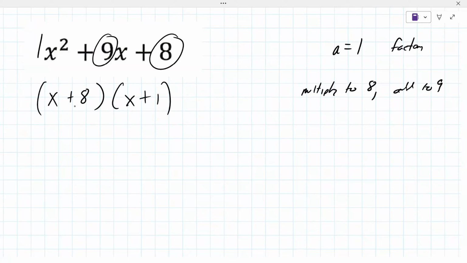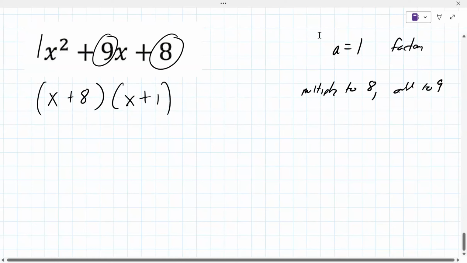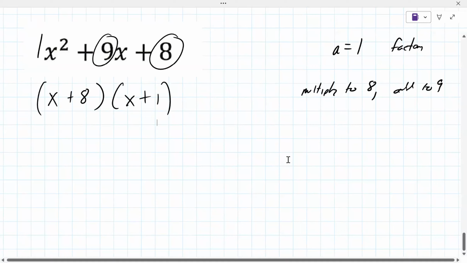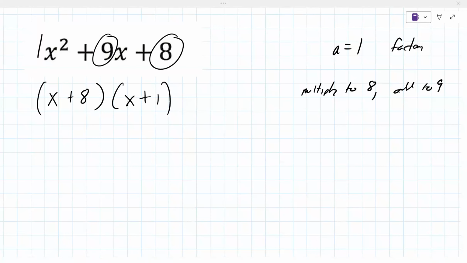Is that a 1 in front of the x squared? It's just me writing a 1 to indicate this is what's called A equals 1 factoring. That's just the type, and the reason I did that is to distinguish it from what we're doing next, which is A not equal to 1 factoring in the next problem here.